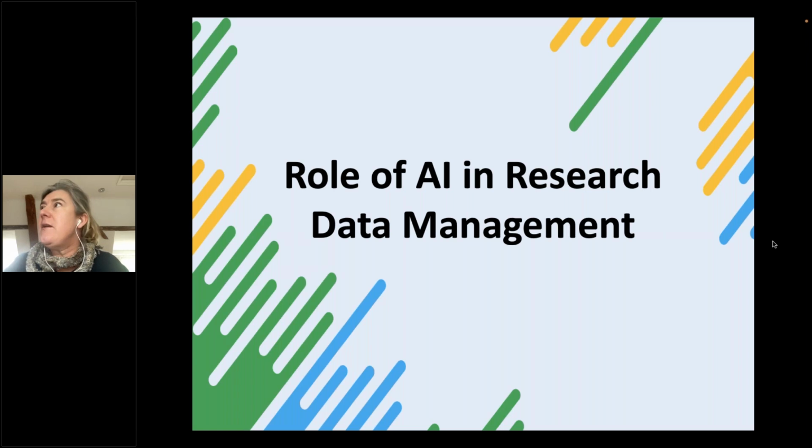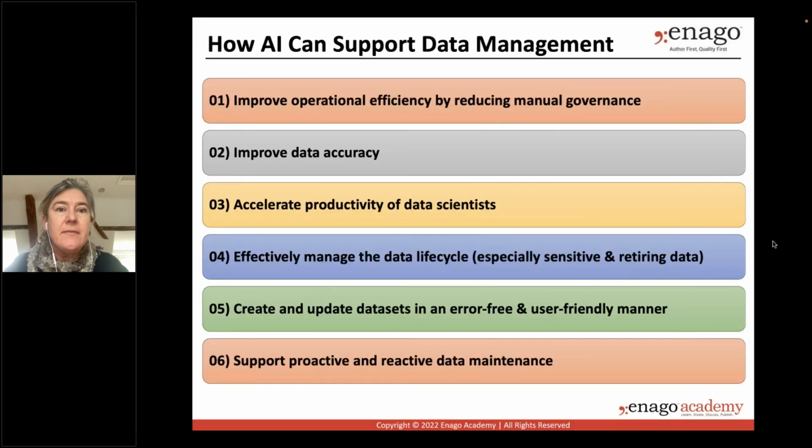So I was going to do a few slides on the role of artificial intelligence. So AI and machine learning can support data management by improving operational efficiency, improving data accuracy, accelerating therefore the productivity of the data scientists, who can then move up the chain, if you like, of tasks that they have to concentrate on.